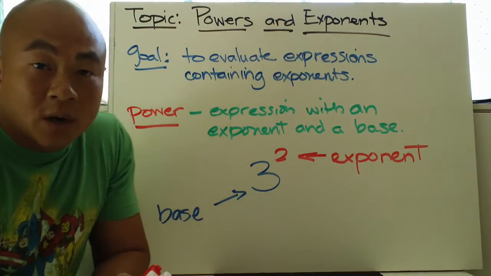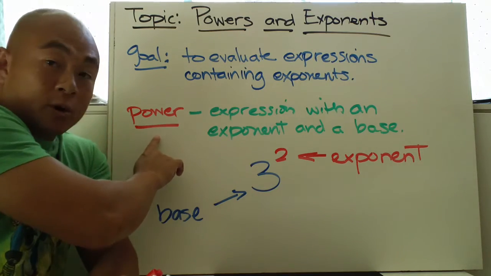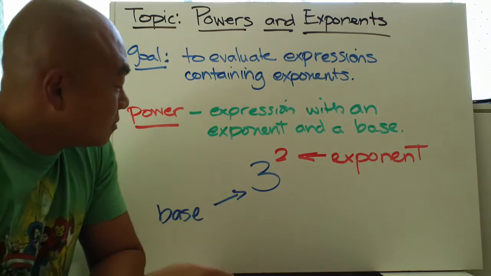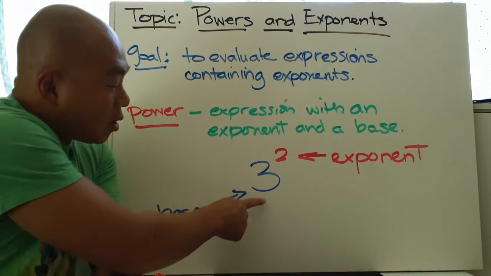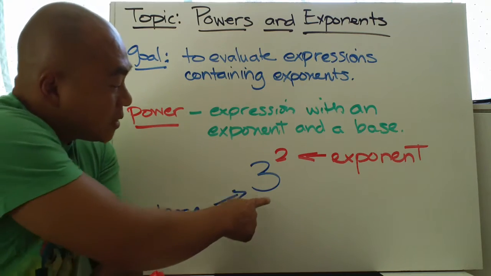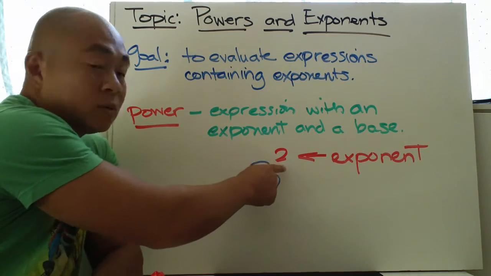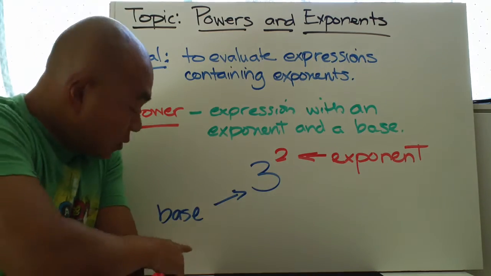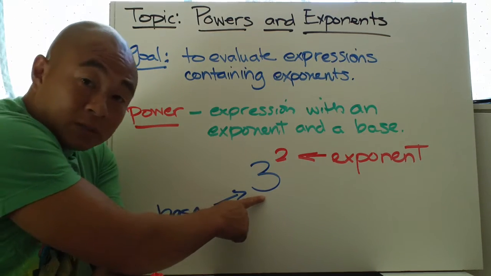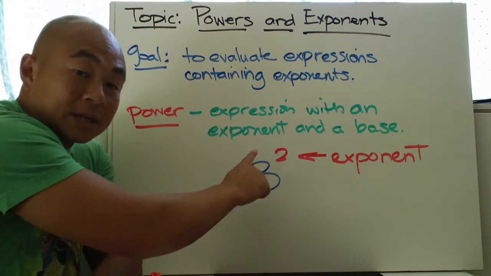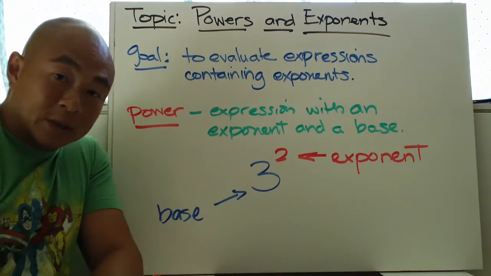So let's first of all talk about the word power. A power is an expression with an exponent and a base. That's it. Let's give you an example. Here we have 3 to the second power. Some of you might know it as 3 squared or 3 to the power of 2. Either one is fine. The 3 here, which is in blue, is the base. The 2, the smaller number, is the exponent.